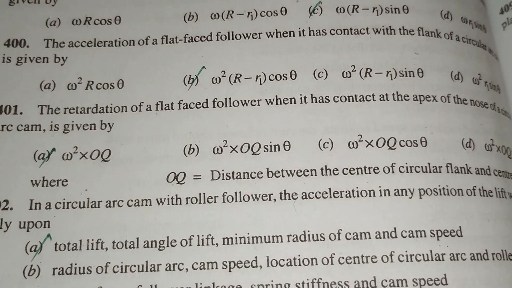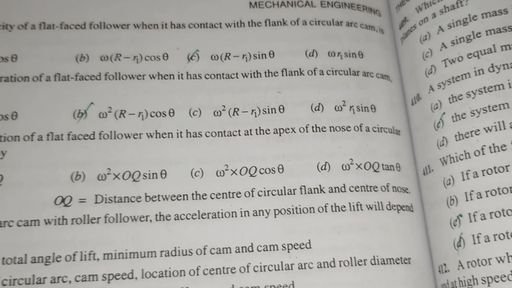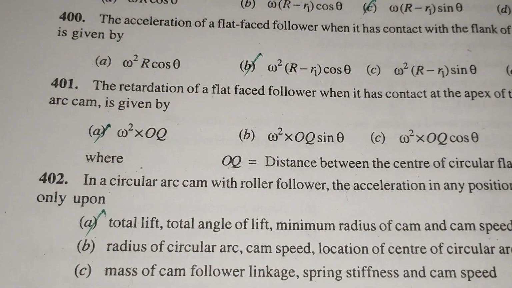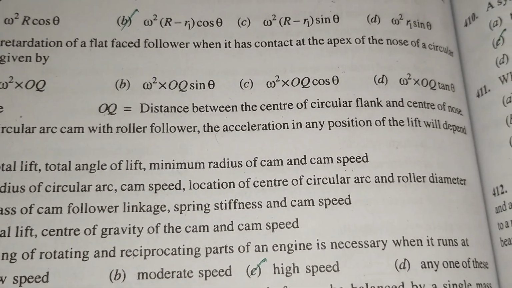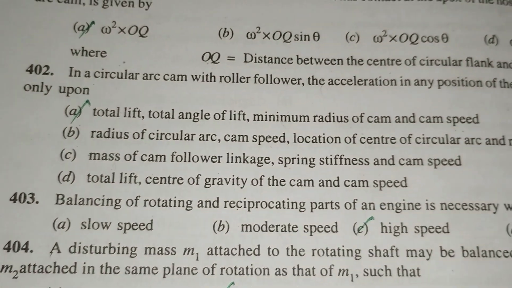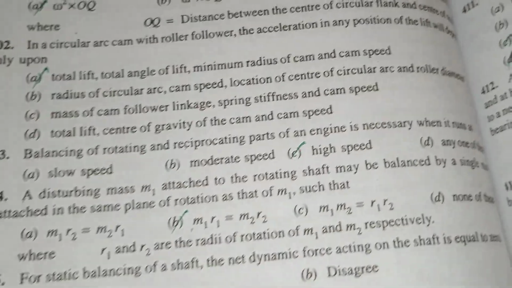The retardation of a flat-faced follower when in contact with the apex of the nose of a circular arc cam is given by omega square into OQ. In a circular arc cam with a roller follower, the acceleration in any position of the lift depends upon the total lift, total angle of lift, minimum radius of cam and speed.